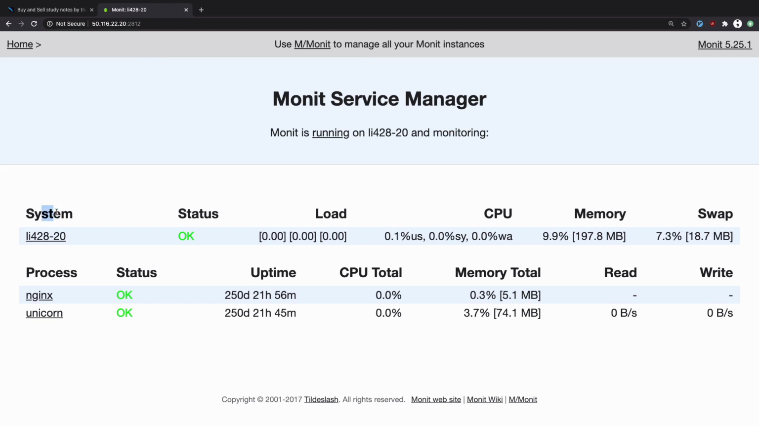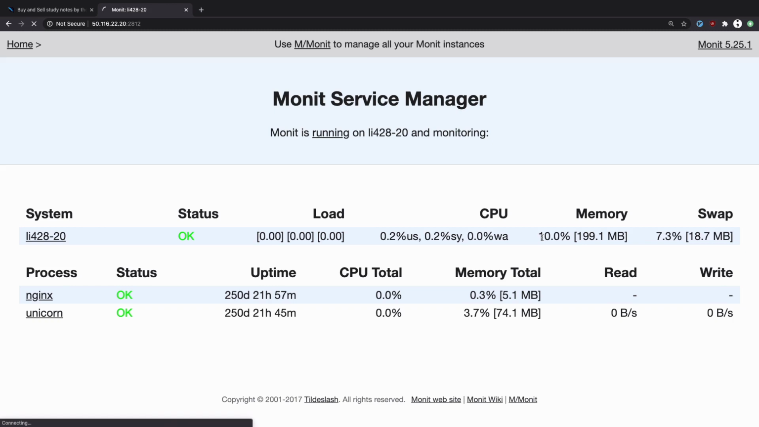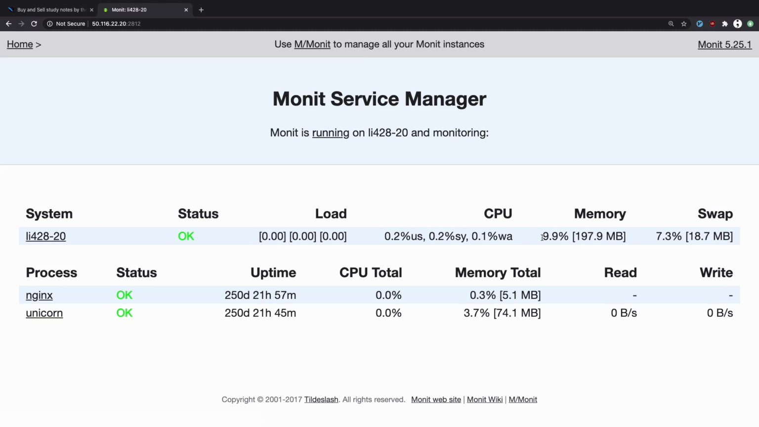The main thing you'll notice is the overall system stats. It's okay. There's pretty much zero load on it right now. The CPU is at 0.2%. Memory usage is 10%. Basically, this server is not being used. There's no workload being given to it. It's a very bursty sort of workload that it receives.